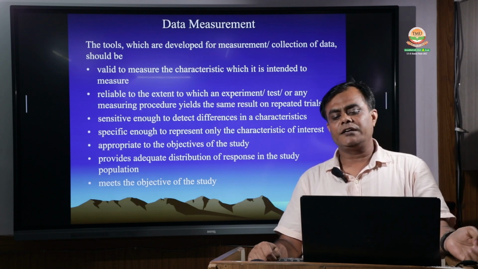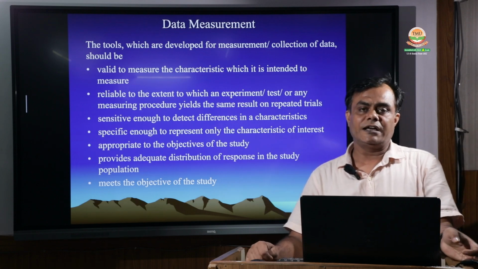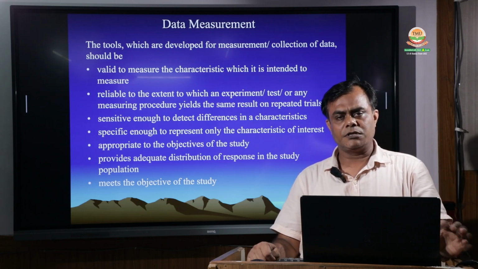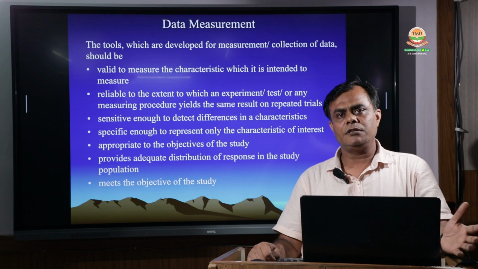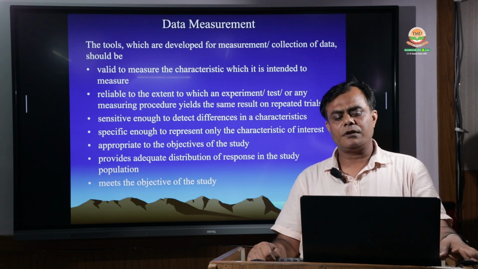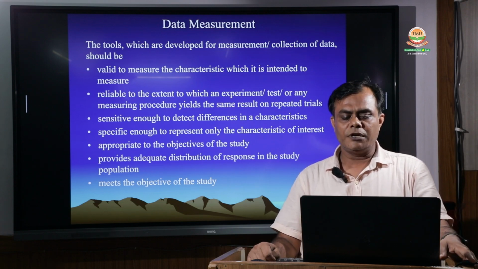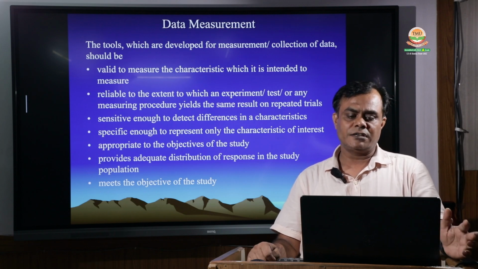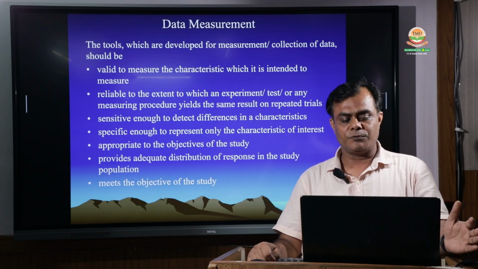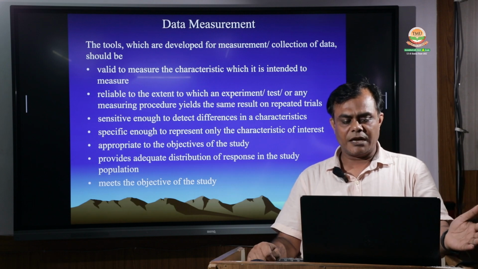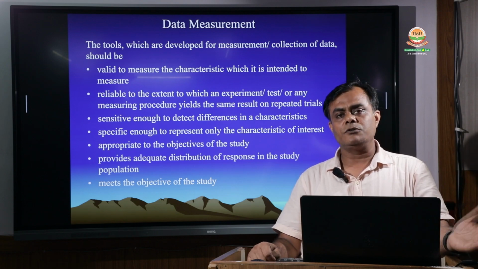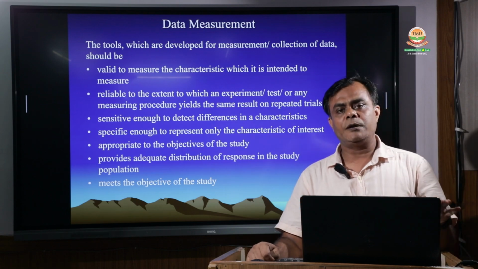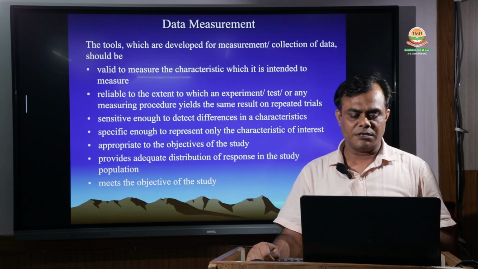Sensitivity: enough to collect differences in the characteristics. That is part of sensitivity, the differences we are observing in the characteristics. Specific: specific enough to represent only the characteristics of interest. So whatever the characteristics of interest, we have to present them specifically. The next point is being appropriate to the object of the study. Whatever the object of study we are going to, the measure should be appropriate to that object of the study.